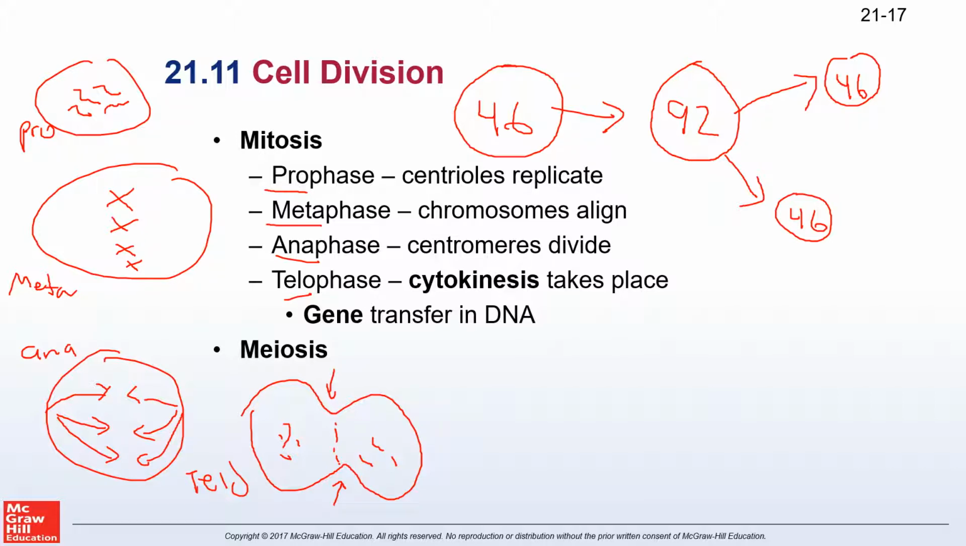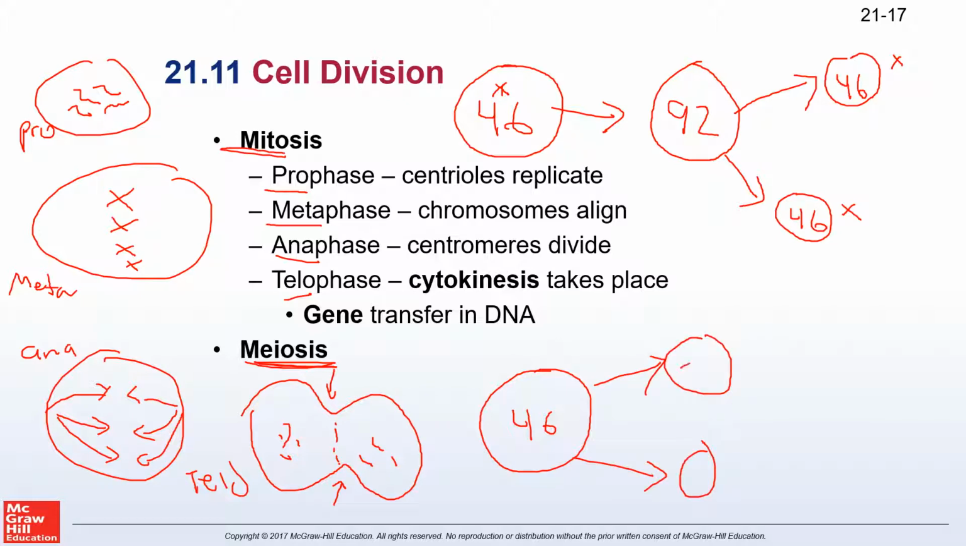How many chromosomes does your sperm and egg have? 23. So that process is called meiosis. In meiosis, guess what? We start with 46 and then we end up with 23 each. Right? So that'll make your sperm and egg.